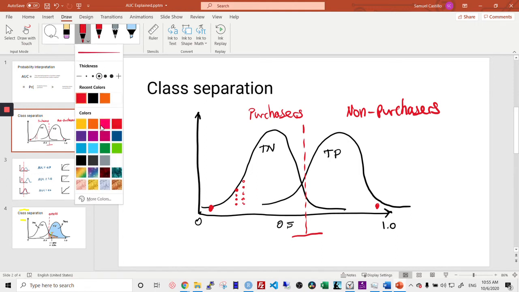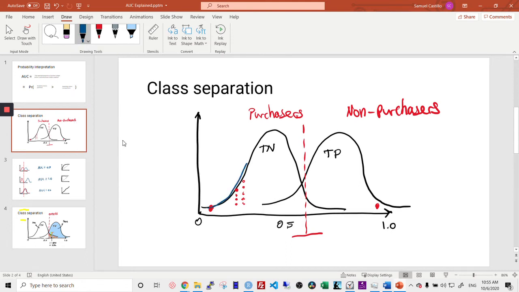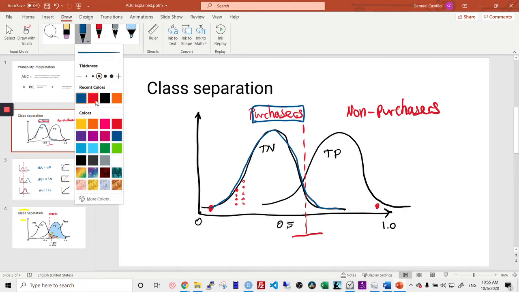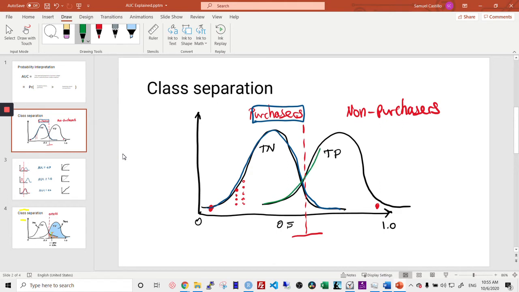Maybe it's easier if I use different colors. So this curve, what you'd call blues, are people in the data who purchase, and the people in the data who don't purchase are these greens.